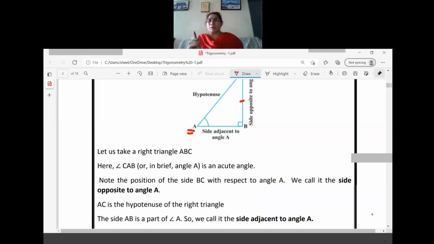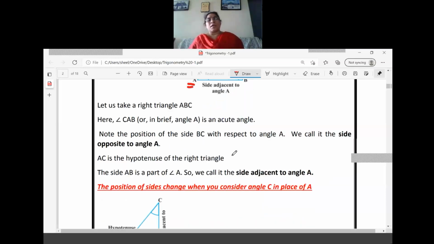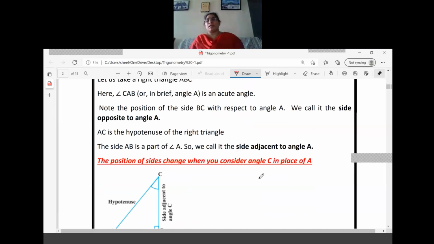If you know these three names very well, which is the meaning of opposite side, which is the meaning of adjacent side, and which is the meaning of hypotenuse, then trigonometry is very easy to learn also. So with respect to A, we have learned which is the adjacent side and which is the opposite side. Now we can go for the next point.